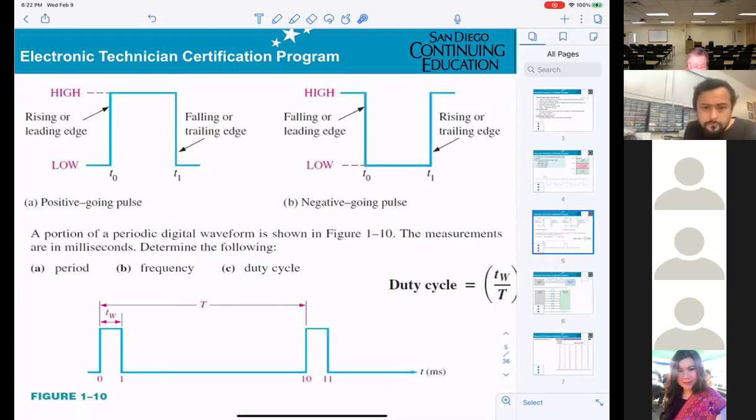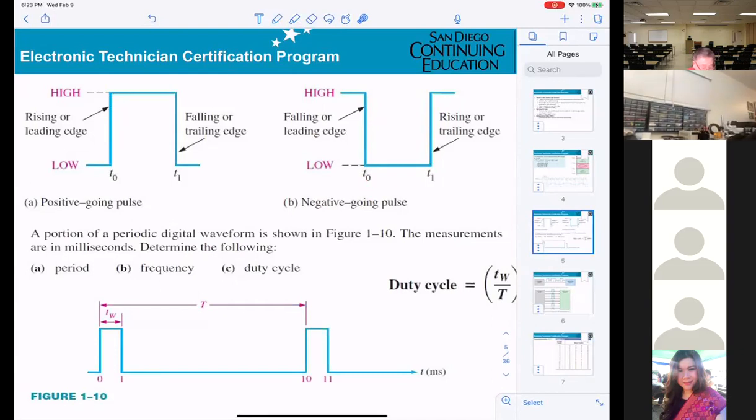And the same thing here. Okay, high goes to low, that means falling. And 0 to 1, that's rising. Okay, this is a negative going pulse. They can go from high to low, or they can go from low to high. So this is what we need. High to low, negative going. This is low to high, positive going.